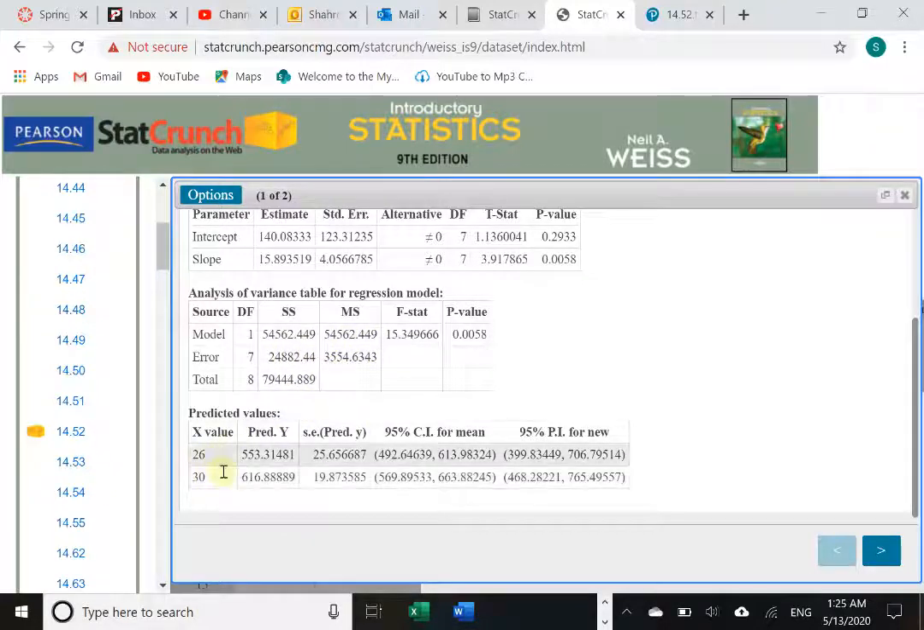And here are my predictions. You see that? I put 26, and this is the predicted price, 553,000. You want to know what the 3,000 square feet home in that location is? It's about $617,000. And of course, these are self-explanatory. This is chapter 15. We don't cover these items. But in this section, this is all we want, just the predictions.